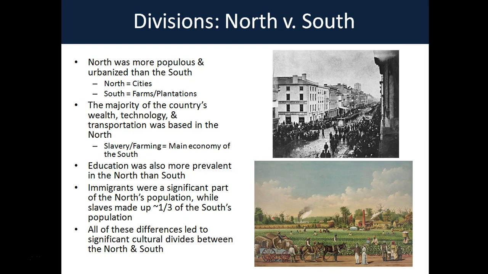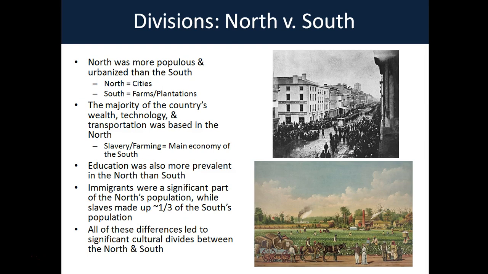So basically, some of the reasons why there was a division between the North and the South. First off, the North was much more populous and urbanized than the South. It was more focused on cities, where the South was more rural and based on farms and plantations. So there was a completely different mindset there, and fewer people in the South. And that meant a lot, specifically in terms of voting with the House of Representatives and your percentages. That's hence the 3/5 compromise that we've talked about earlier in this lecture and earlier in the course.